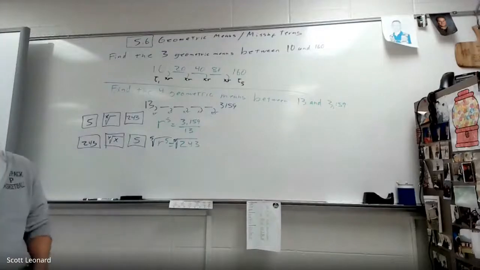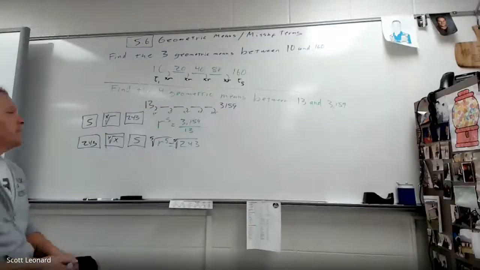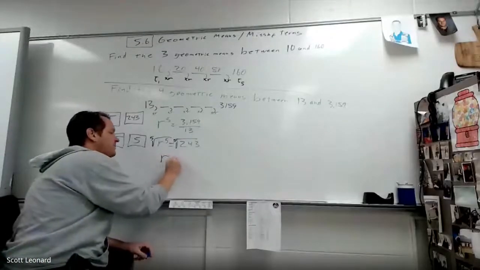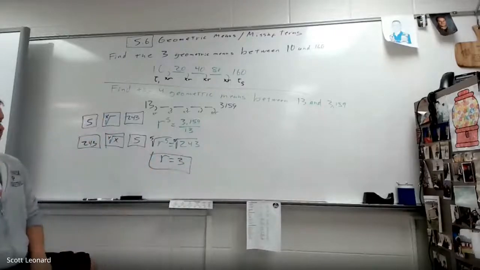Everybody got a number? Jesse, you got a number for me? Jesse T? 3. Yep. R will be equal to 3. And once you get this number, the problem gets super duper easy.